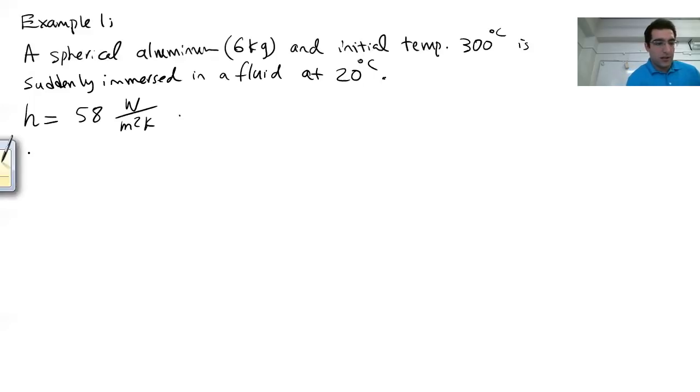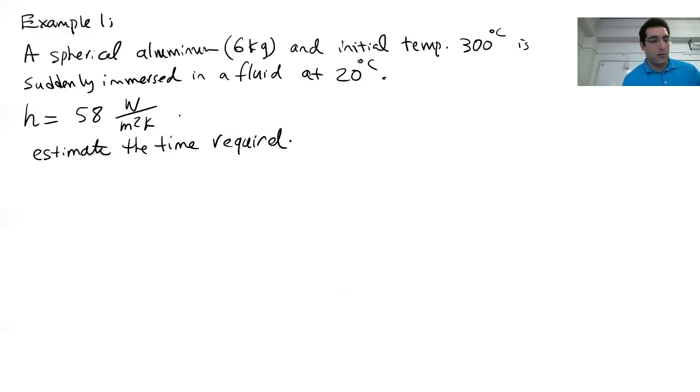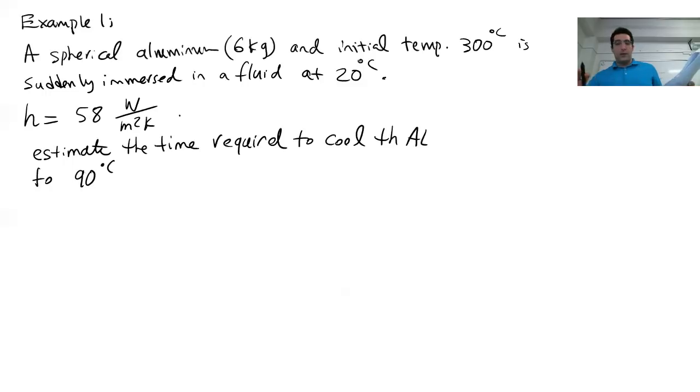Now the question is, estimate the time required to cool the aluminum sphere to 90 degrees C. So initially it was 300. We're going to find out how long it will take to go from 300 all the way down to 90 degrees C.